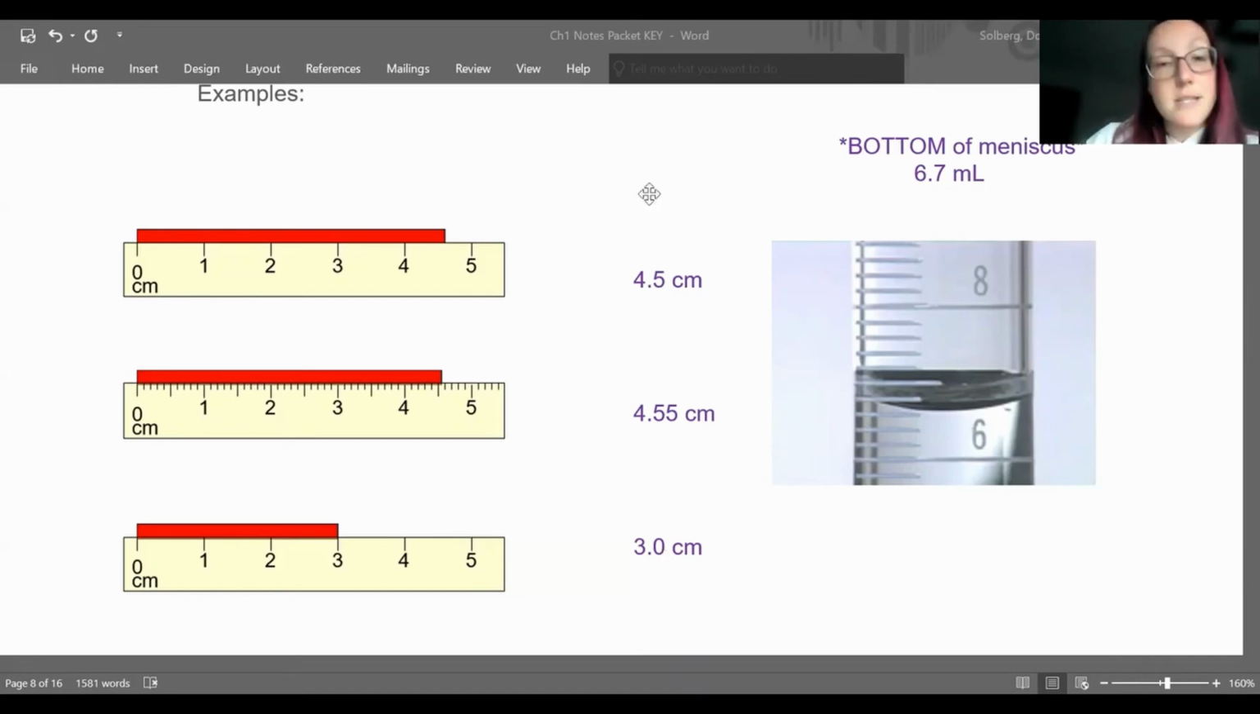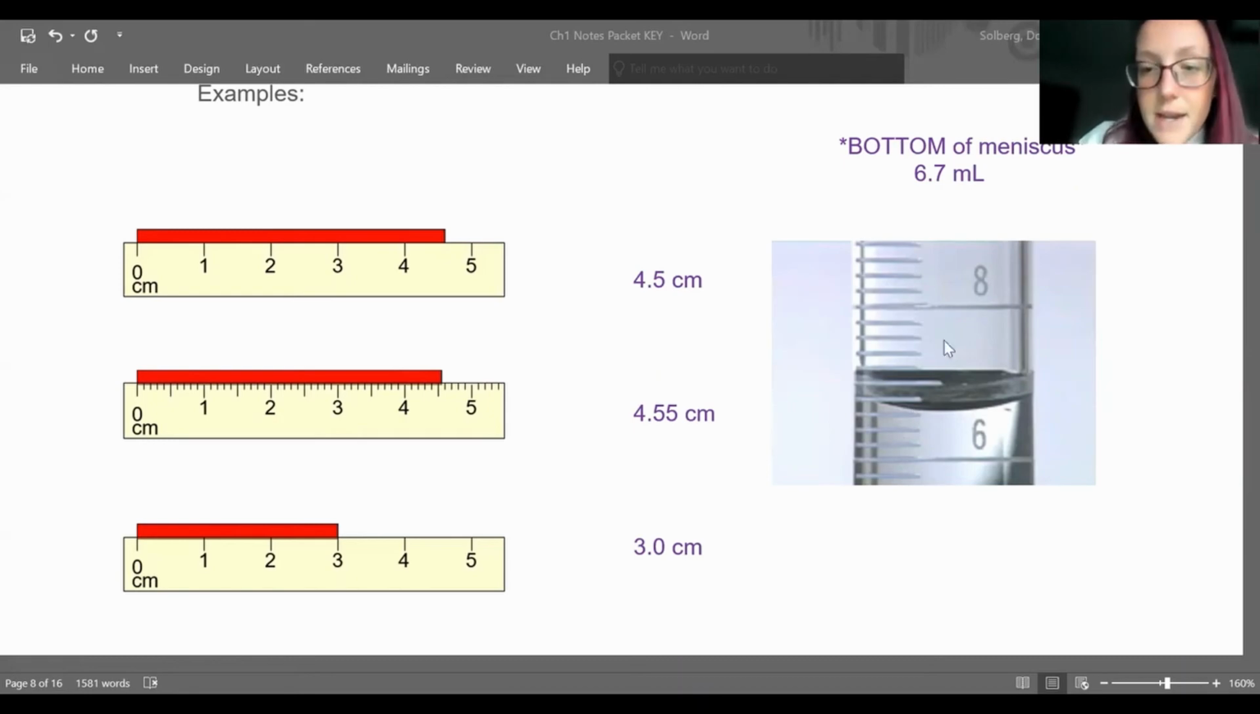Now, if we look at this graduated cylinder, and you guys are going to be looking at a lot of graduated cylinders this semester, water always does this little dip thing. It's called a meniscus, okay? So you always need to measure from the bottom of the meniscus. So how much is this based on the bottom of the meniscus, okay?